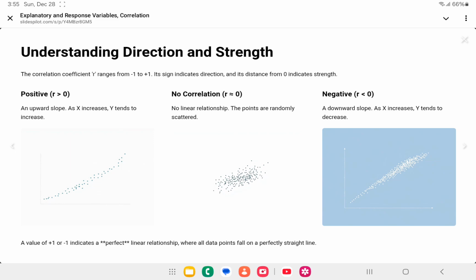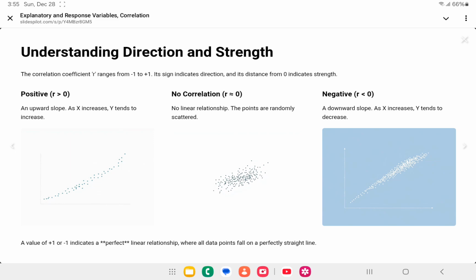So when R is equal to 0, this means that there is no correlation. In other words, there is no linear relationship whatsoever. We can see that as R gets closer and closer to positive 1, the linear relationship gets stronger. And as R gets closer and closer to negative 1, the linear relationship also gets stronger.